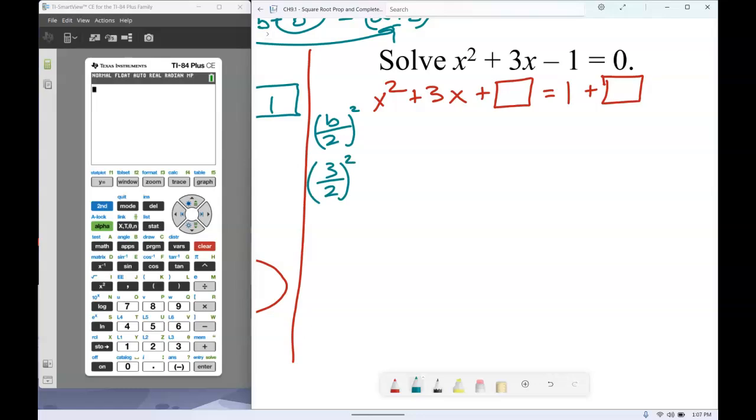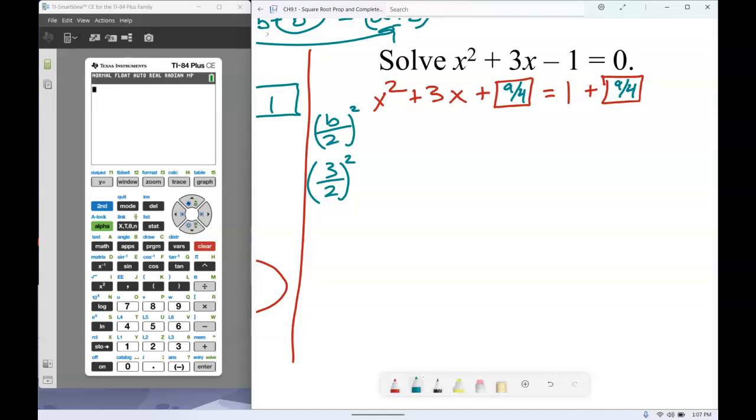Can we simplify 3 over 2? No. Leave it as a fraction. If you try and write it as a decimal, you're shooting yourself in the foot because you're going to have to undo that anyway in order to simplify your radicals. We don't do decimals. We can deal with the fractions much more easily. So then we're going to go ahead and square it. What's 3 over 2 squared? Yep.